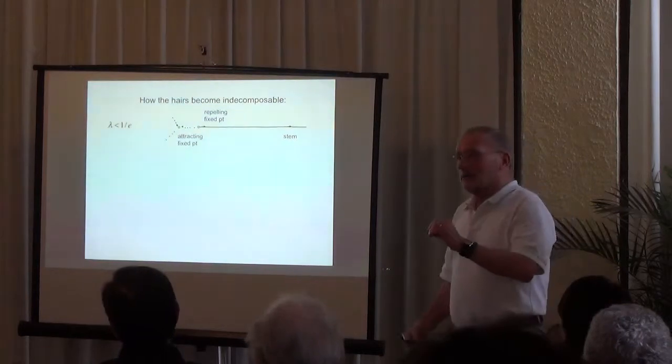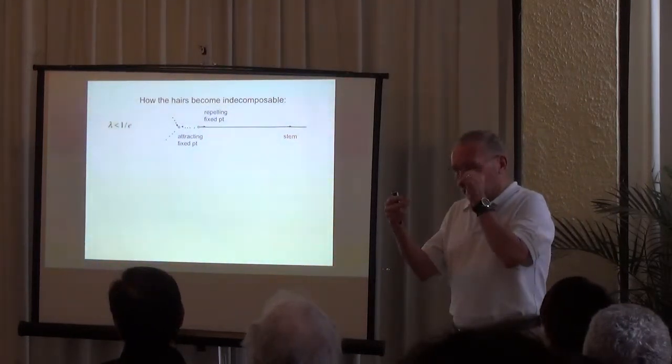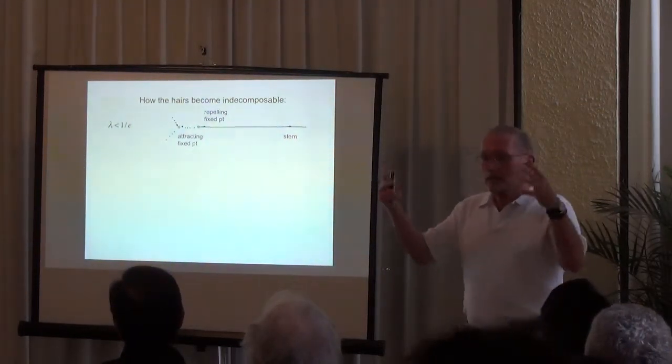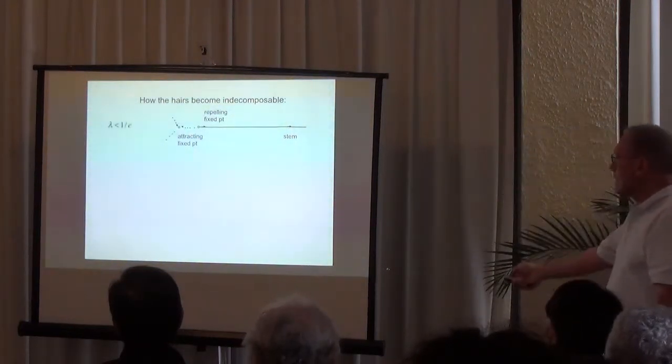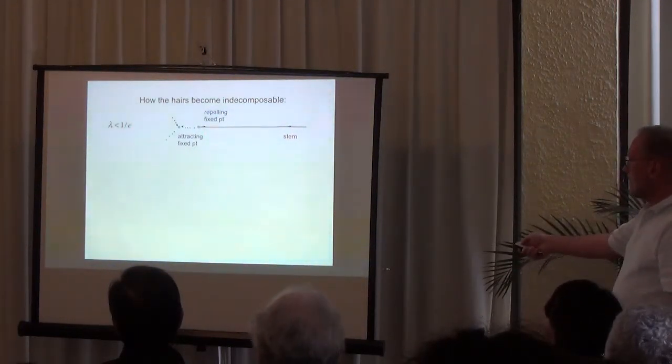So now let me show you how those hairs that we saw earlier, when lambda was less than or equal to 1 over 8, suddenly become an indecomposable continuum. When lambda was less than 1 over 8, remember they had that one stem on the real axis.